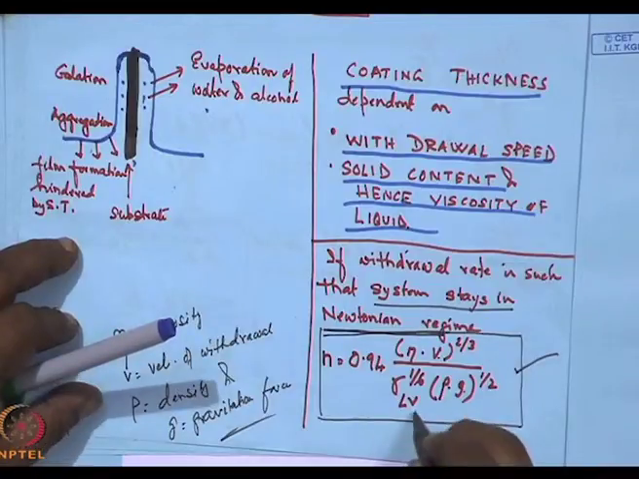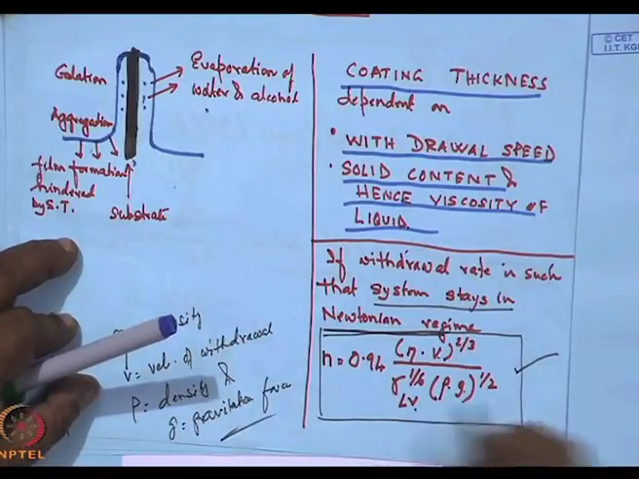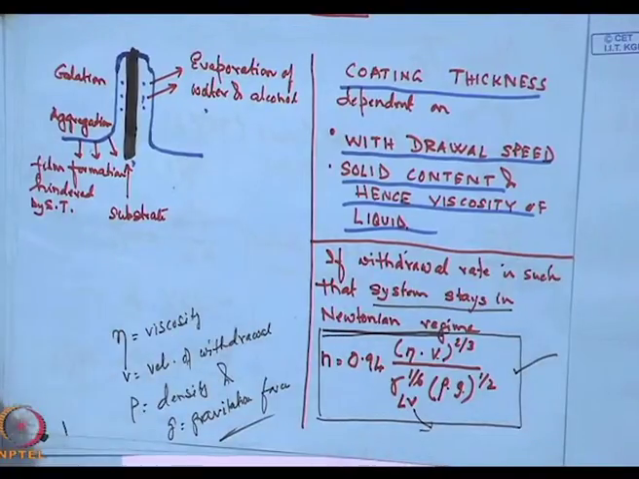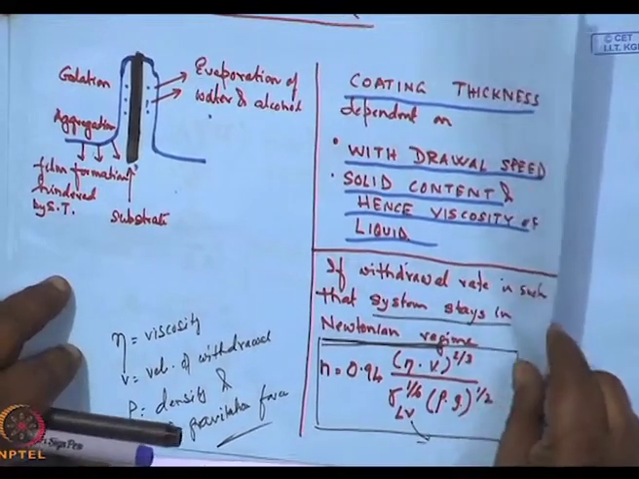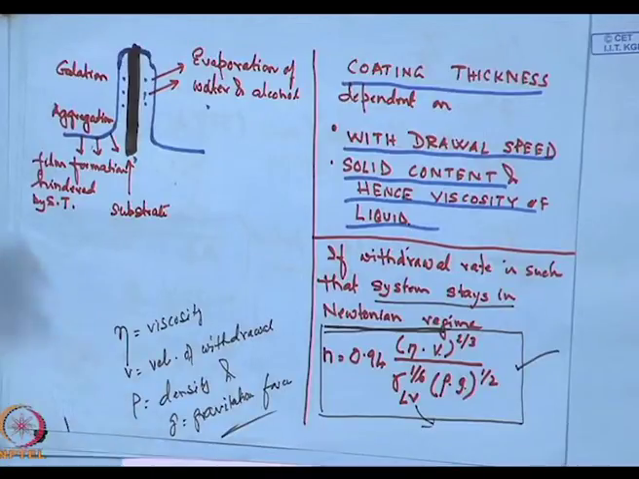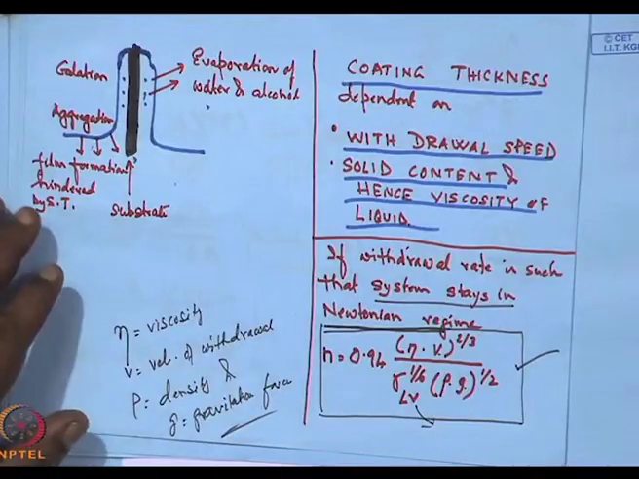Now, one thing I have forgotten to mention was what is this? This is the liquid vapor surface pressure, gamma LV, surface interaction. Now, this is a rough estimate of the thickness.